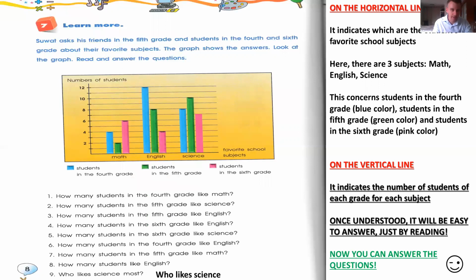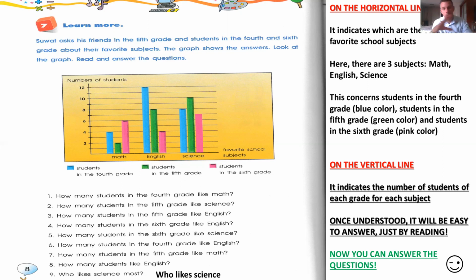Suwat asks his friends in the 5th grade and students in the 4th and 6th grade about their favorite subjects. The graph shows the answers. Look at the graph. Read and answer the questions. Okay, so first you read this little text, okay? After, you start to take a look at the graph.